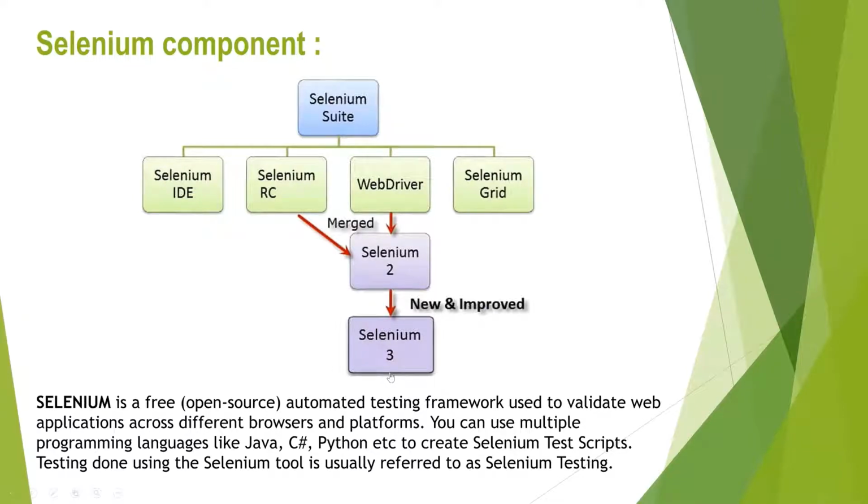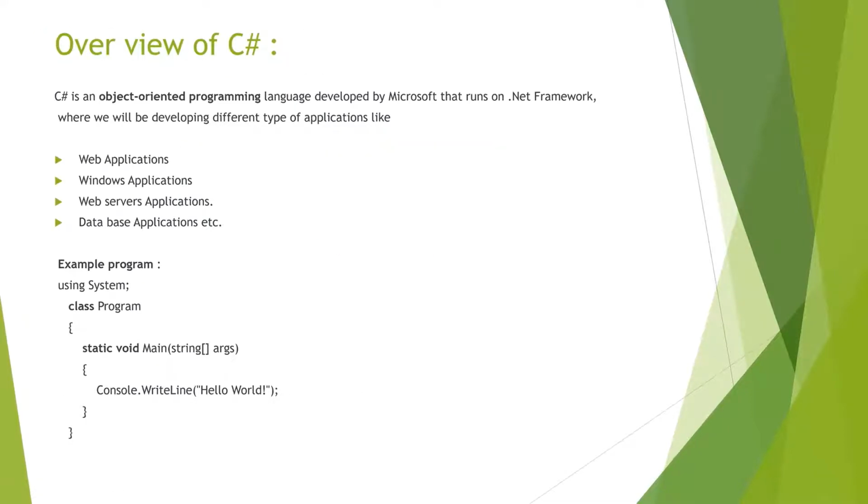So this is the overview of Selenium, and now I will go to the next topic, the overview of C Sharp. C Sharp is an object-oriented programming language developed by Microsoft and runs on the .NET framework. For any .NET application, if you want to create a web application or Windows application, C Sharp is the basic one. C Sharp is the basic programming language for the .NET framework.